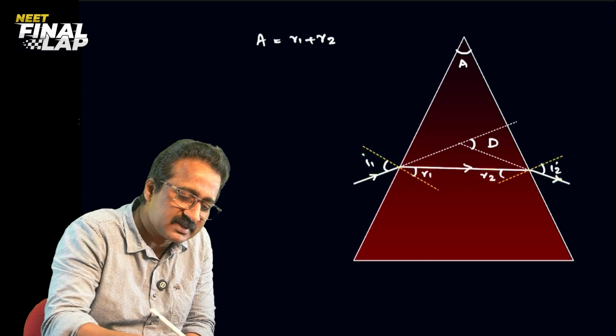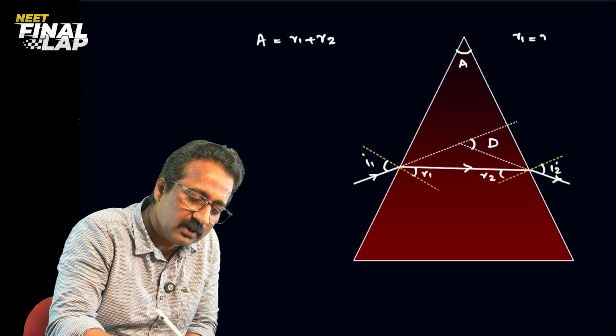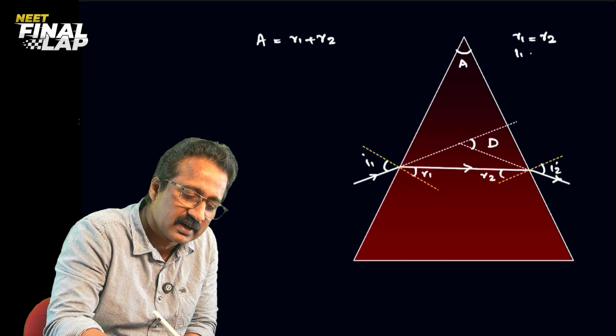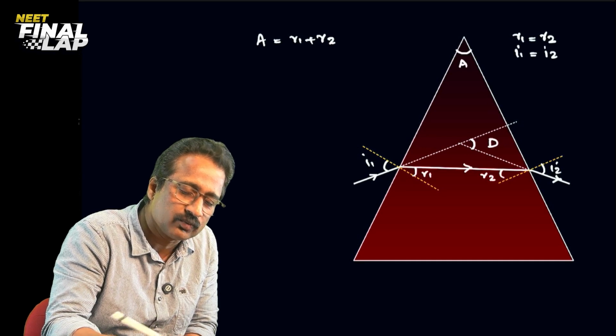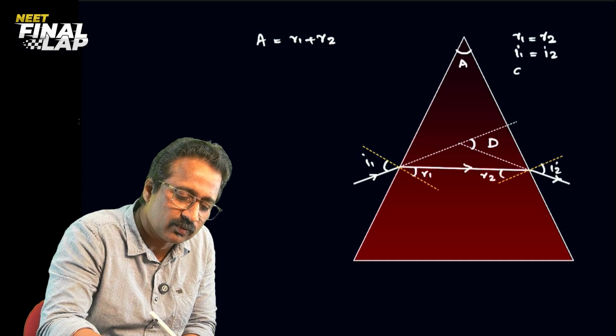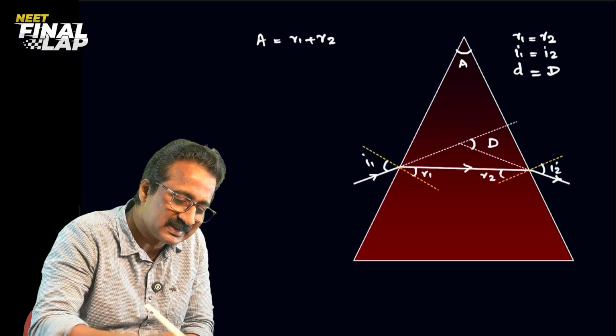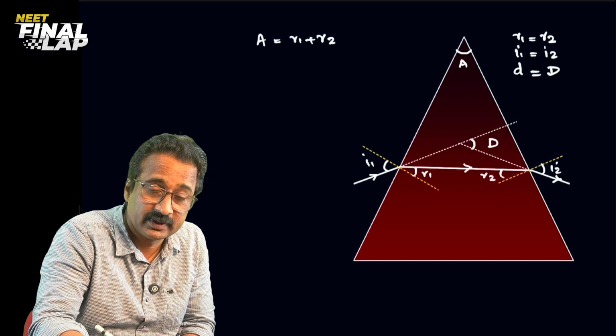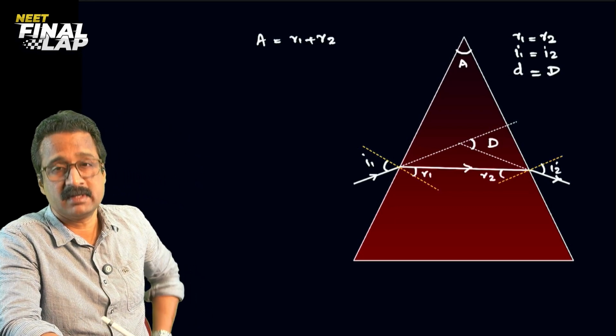So what I mean by symmetry is this. R1 will be equal to R2 when light rays are symmetrical. I1 will be equal to I2 when light rays are symmetrical. Moreover, the small d will be rewritten as capital D here. You'll notice one thing, that this is capital D. Actually, it is deviation, but we call it minimum deviation.